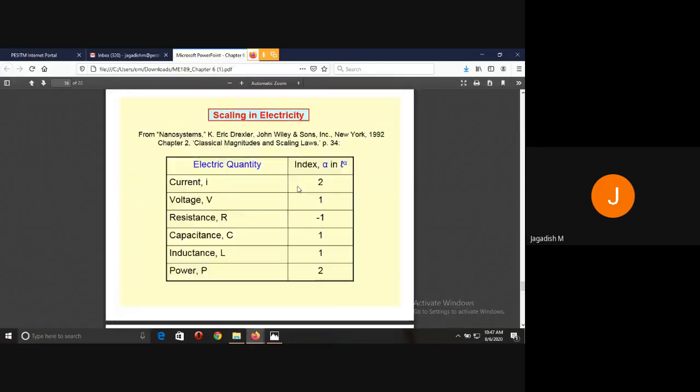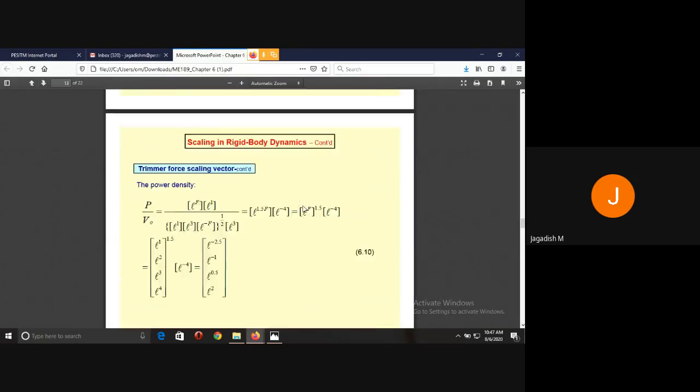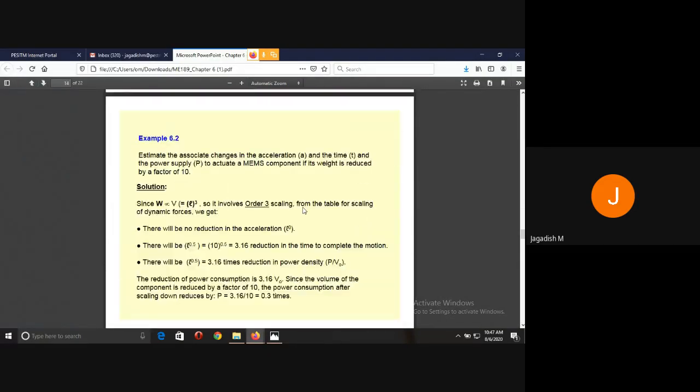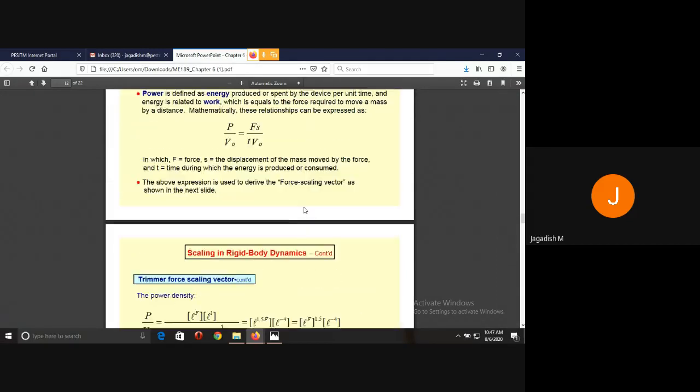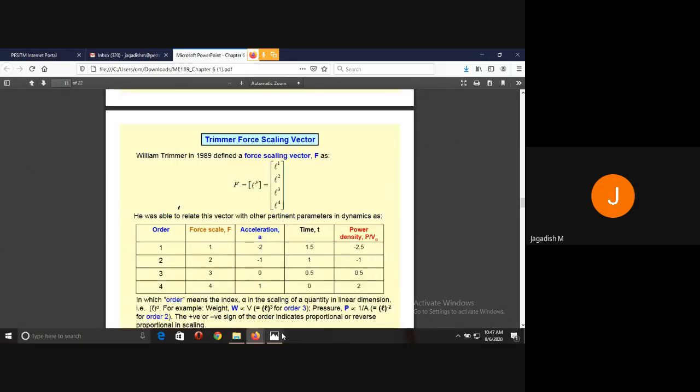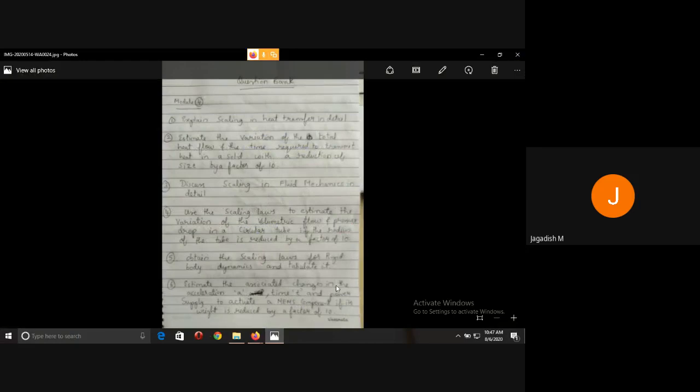Then obtain the scaling laws for rigid body dynamics. Once again, you are required to derive this equation and tabulate it. Then for rigid body dynamics, you are required to write this table. Okay. Associated changes in time. We have solved this question.